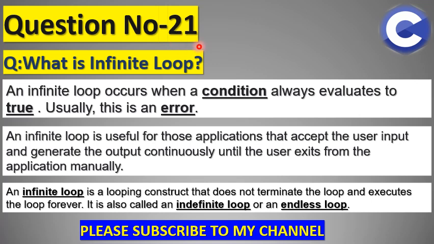Our question number 21 is, what is an infinite loop? An infinite loop occurs when a condition always evaluates to true. Usually, this is an error. An infinite loop is useful for those applications that accept user input and generate output continuously until the user exits from the application manually. An infinite loop is a looping construct that does not terminate and executes the loop forever. It is also called an indefinite loop or an endless loop.